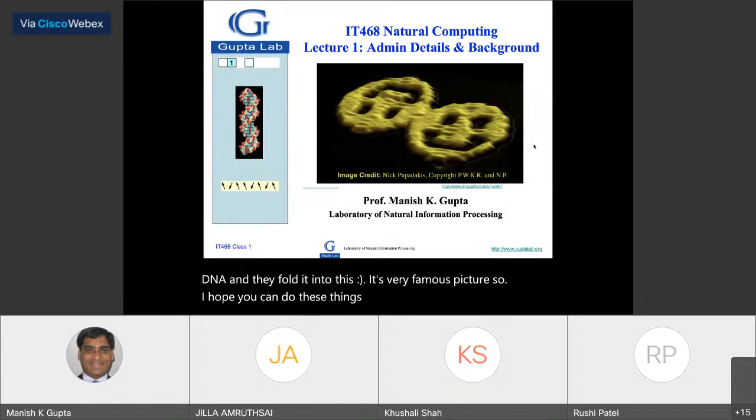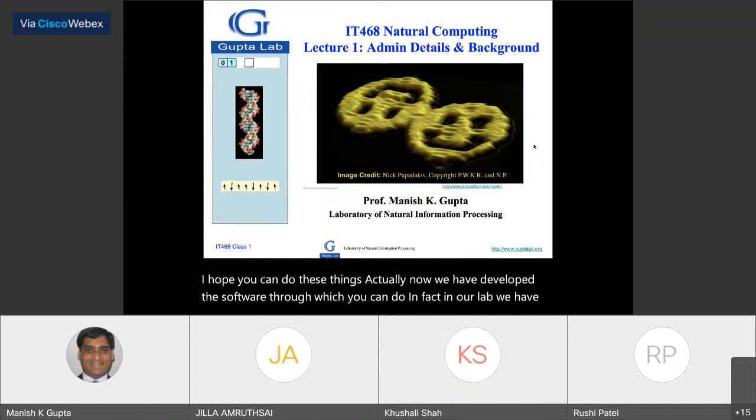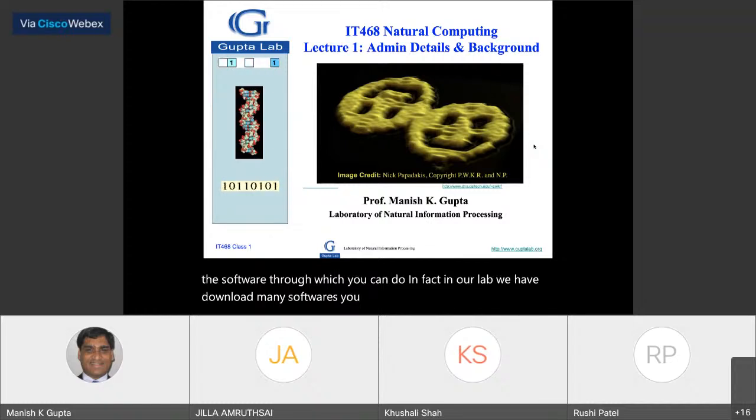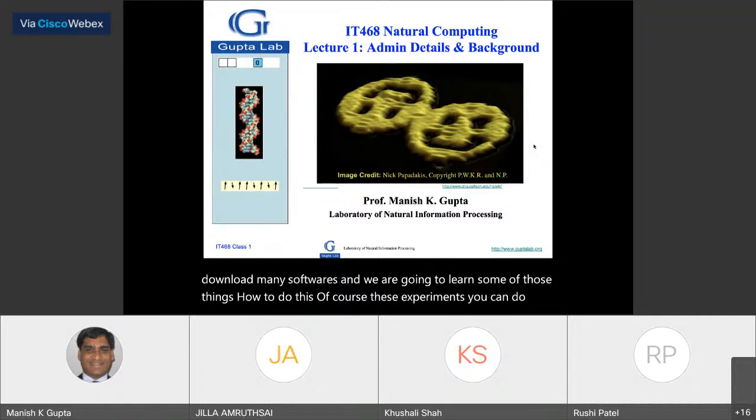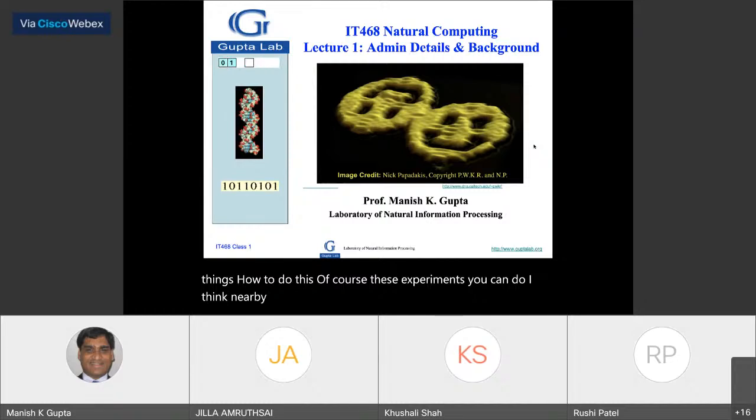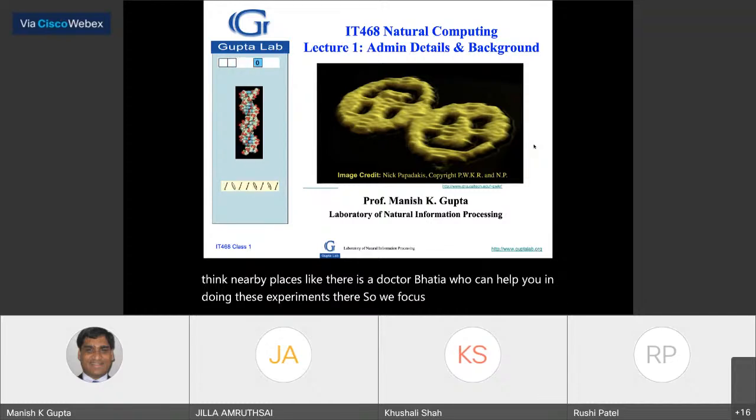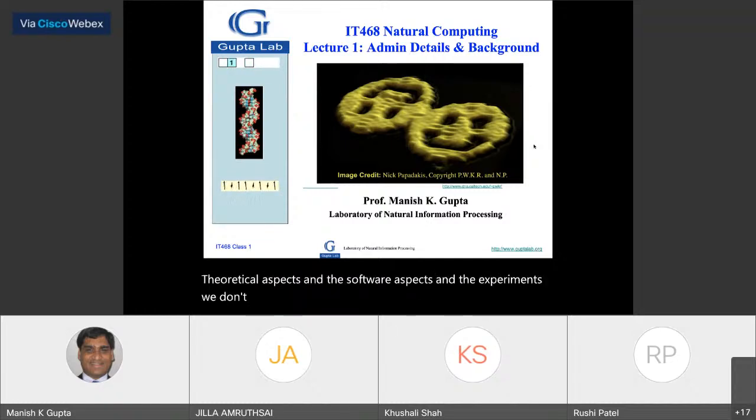Actually, now we have developed software through which you can do this. In fact, in our lab we have developed many softwares, and we are going to learn some of those things, how to do this. Of course, these experiments you can do in nearby places like IIT Gandhinagar, where Dr. Dheeraj Bhatia can help you in doing these experiments. We focus in our lab mainly on theoretical aspects and software aspects; the experiments we don't do, but of course, we rely on many other people.